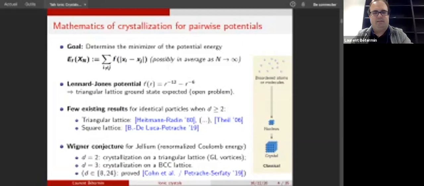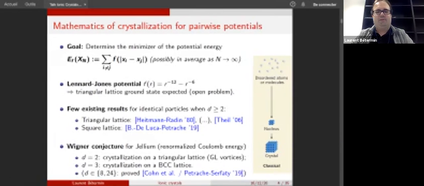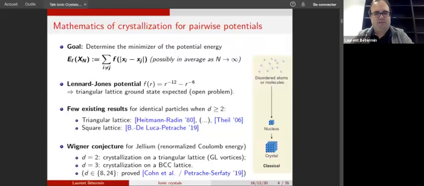And of course, which is important in this community of mathematical physics and optimal point configurations, is this Wigner conjecture for jellium. Basically, in dimension 2, if you take a Coulombian interaction between the points in a bath of opposite charges, you expect crystallization at fixed density on the triangular lattice. That's also what happens with the Ginzburg-Landau vortices. In dimension 3, you expect the same on the BCC lattice for these particles that are free and then crystallize on this structure.